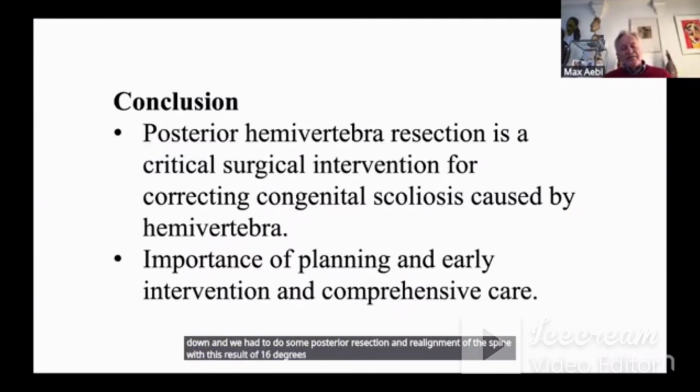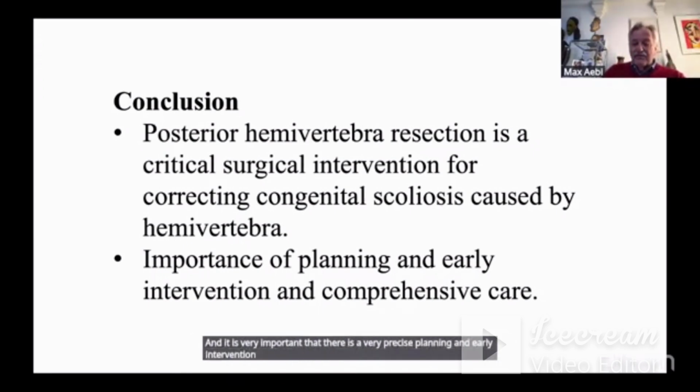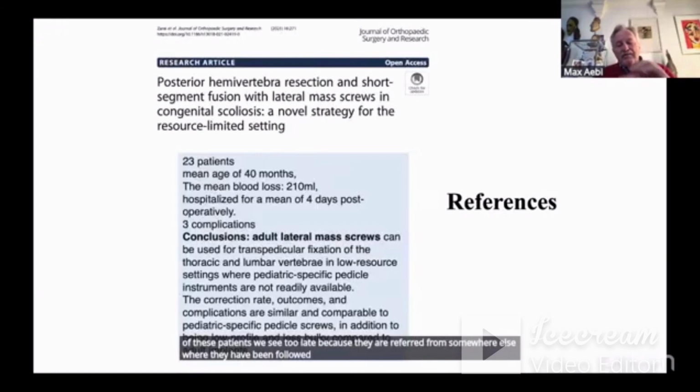So in conclusion, posterior hemivertebra resection is a critical surgical intervention for correcting congenital scoliosis caused by hemivertebra. So it's a very limited issue in this kind of deformity surgery. It is very important that there is very precise planning and early intervention and comprehensive care of these patients. Unfortunately, many of these patients we see too late because they are referred from somewhere else where they have been followed for a longer time without doing a surgery or a treatment.